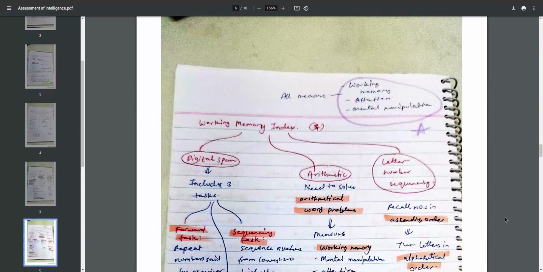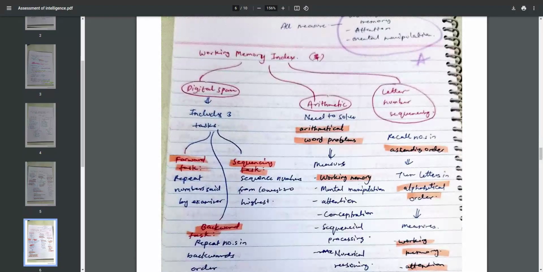Moving on. Working memory index. This is the second domain. This includes digit span, arithmetic and letter number sequencing. Digit span includes 3 tasks: a forward task, a backward task and a sequencing task. Here the examiner tells the individual a set of numbers and they are asked to repeat the number set in the sequence which has been told, that is the forward task. In the backward task, they are asked to repeat it in backward sequence, and in the sequencing task, they are asked to sequence the numbers from lowest to highest.